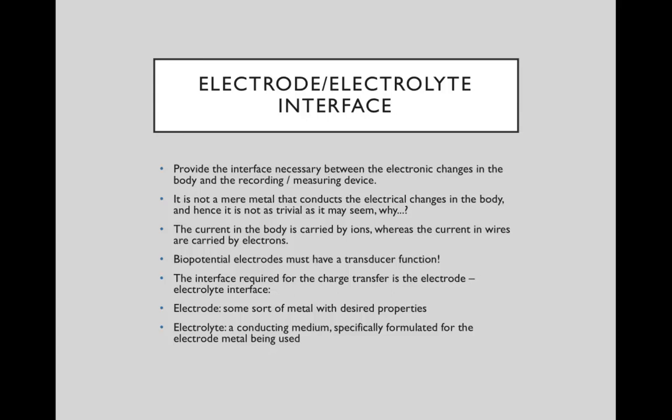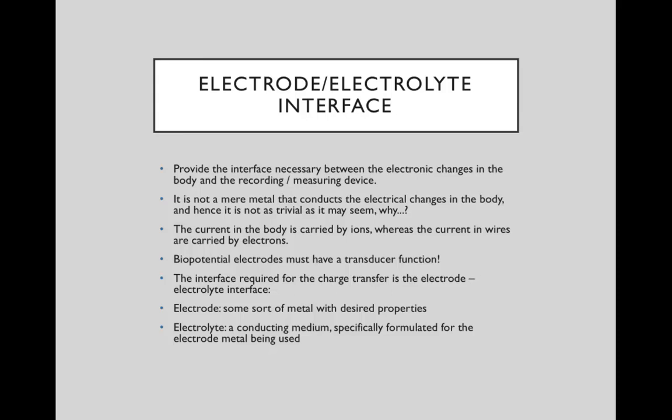One of the reasons is that the current in the body is carried by ions, whereas the current in the wires is carried by electrons. Another difficulty is that biopotential electrodes contain within themselves some internal capacitance and resistance, as well as the capacitance and resistance that are formed in the electrode-electrolyte interface. And so there must be a transducer function that describes these biopotential electrodes, or an equivalent circuit of some sort. The interface that's required for the charge transfer is the electrode-electrolyte interface.